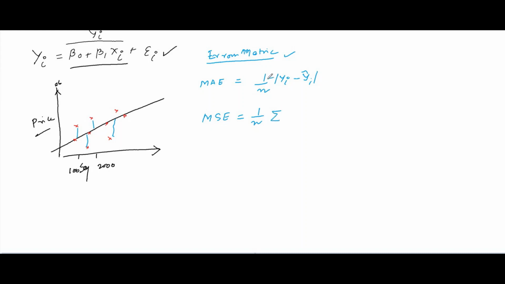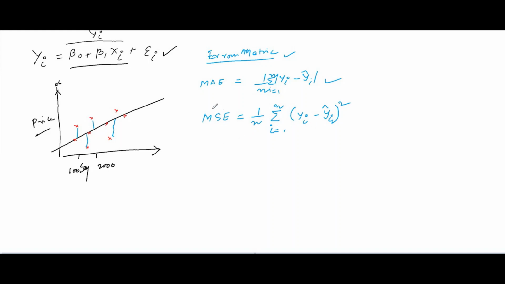I forgot to add one thing here: i equal to 1 to n. Remember this, okay? So this is mean absolute error, and mean square error is basically again the sum over i equal to 1 to n of (y original minus y predicted), and then we are doing the whole square.